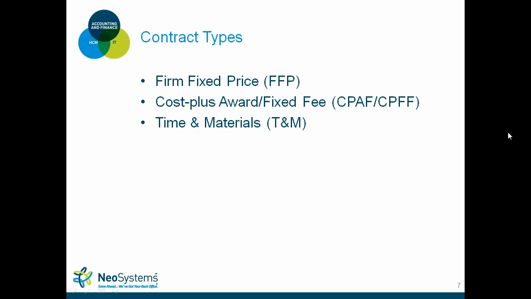So the contract types that we're going to be going through today are firm fixed price, cost plus award fee, cost plus fixed fee, and time and materials. There are obviously others, but we can't cram all the other contract types into a 1-hour webinar. So we can go into those during the question and answer segment.